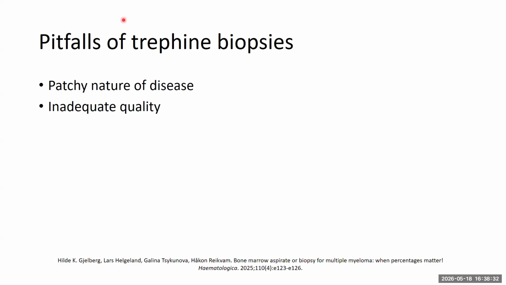In our context, some of the pitfalls of the trephine biopsy, as we previously mentioned, are the patchy nature of disease in monoclonal gammopathies and inadequate quality. In terms of inadequate quality in this case, plasma cells are quite fragile and friable, and hemorrhage can distort the morphology, which makes interpretation quite difficult. And bone marrow biopsy quality is usually operator dependent, and it generally improves with procedural experience and seniority.